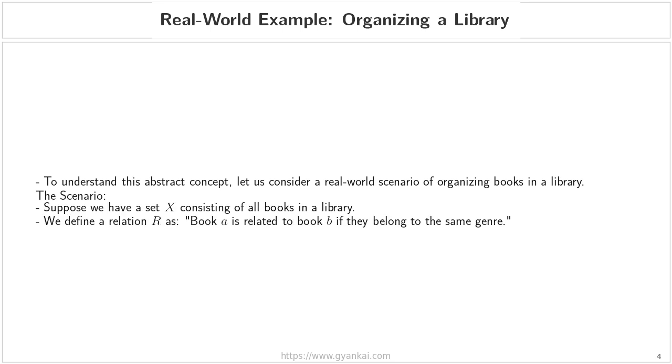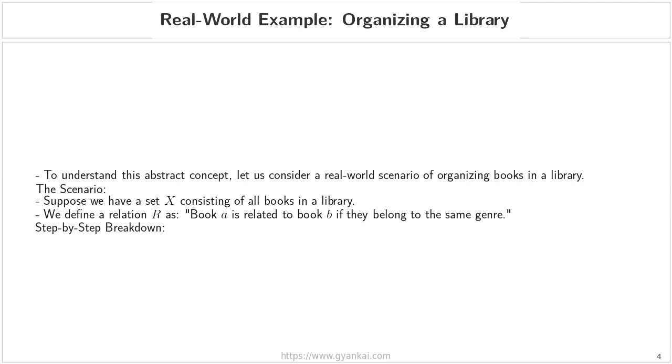Let us consider the following scenario. Imagine we have a set, which we will call set X, consisting of every single book in a library. To create a relation, which we will call relation R, we will use a simple rule. Book A is related to book B if and only if they belong to the same genre.